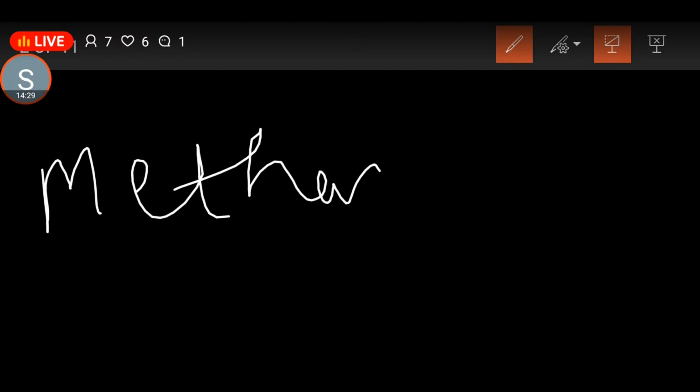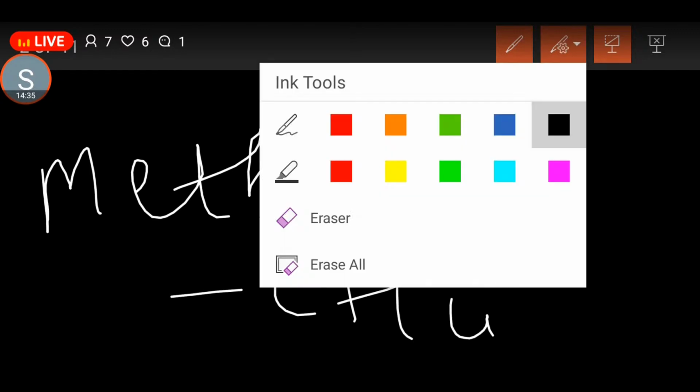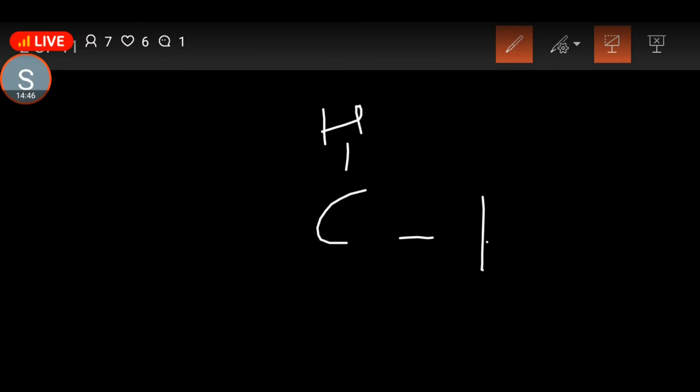Now we shall see the representation of an organic compound, the complete structural formula. How to represent the complete structural formula: for methane, the chemical formula is CH4. Complete means we split all of this, showing each H around the C. This is the complete structural formula of the organic compound methane.